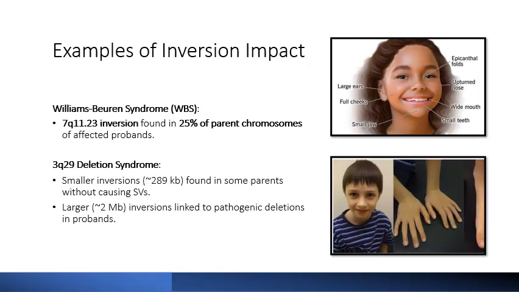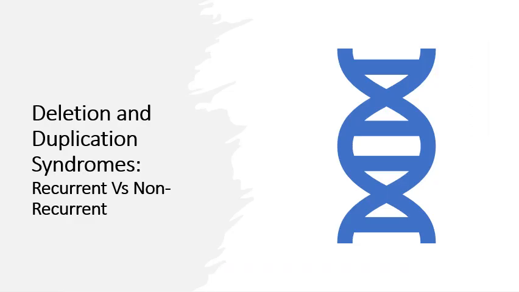Shown here are examples of inversion impact. We have Williams-Beuren syndrome, where there is an inversion on 7q11.23, and this is found in 25% of parent chromosomes of affected probands. 3q29 deletion syndrome involves smaller inversions found in some parents without causing structural variants. Larger inversions are linked to pathogenic deletions in probands.